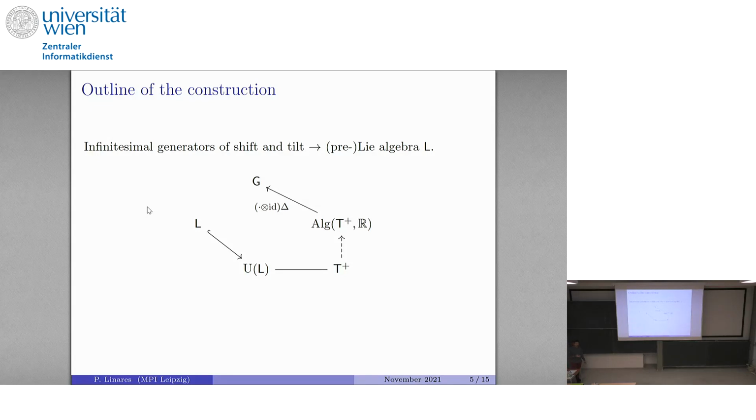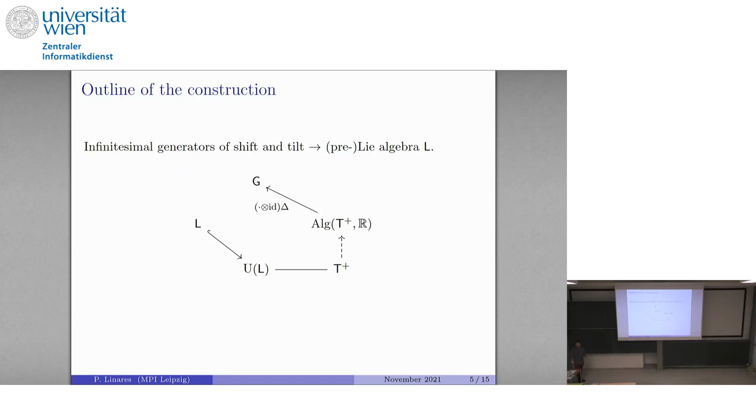So the outline of the construction is as follows. That's not a commutative diagram at all. It's just the steps that we will follow in the construction. We'll first consider the infinitesimal generators of these two actions, which will give us a Lie algebra, which actually incorporates some kind of pre-Lie algebra, which I will explain in detail later. From the Lie algebra, we will go to the universal enveloping algebra, and then build a duality pairing between the universal enveloping algebra and this T plus, which is actually related to the T plus that Ilya introduced before. And then we will finish the construction by seeing that T plus is a Hopf algebra. That's the more important step.